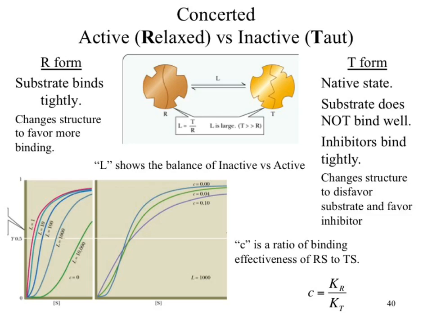So both C and L are getting at the same concept, just from different angles. One's looking at kind of an equilibrium constant, if you will. The other one's looking at concentrations. Okay? So L is our concentrations. Which do we have larger of, T or R? C is our ratio of our binding constants.